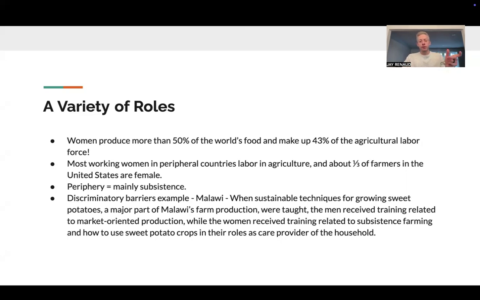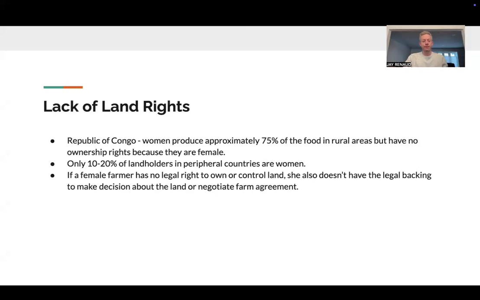There are some discriminatory barriers that women face in some countries. And if we can fix and change these discriminatory barriers, we can, as a whole, as a people, grow and produce so much more food and feed way more people. One of the biggest issues for women is a lack of land rights. Look at this in the Congo. Women produce 75% of the food, but have no ownership rights, none.